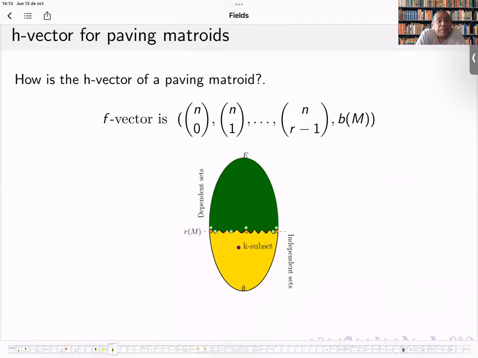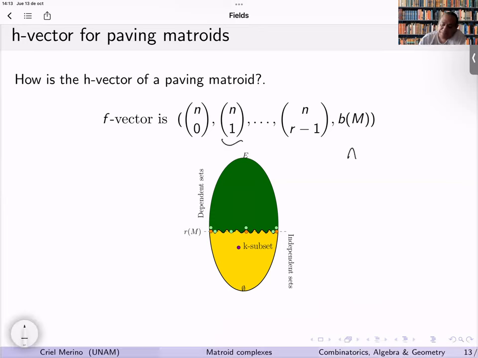So, what is the f-vector of a paving matroid? Well, it's not difficult to compute, because the f-vector of a paving matroid is very easy. Everything below the rank of the matroid is independent, so the number of faces in the simplicial complex will be precisely the binomial coefficient n choose k, for k less than the rank of the matroid minus 1. The last term, the number of facets, is the number of bases of the matroid. So that's the f-vector. If you have a rank r paving matroid with n elements and you know the number of bases, then you know the f-vector.